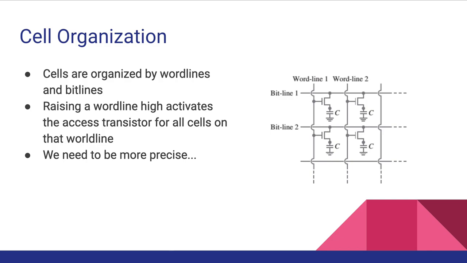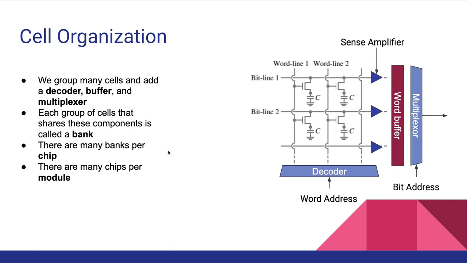We can attain more precision by adding a couple of different components. We do this by adding a decoder, a buffer, some amplifiers, and a multiplexer. Every group of cells that shares these components is called a bank. There are many banks per chip, and there are many chips per memory module.